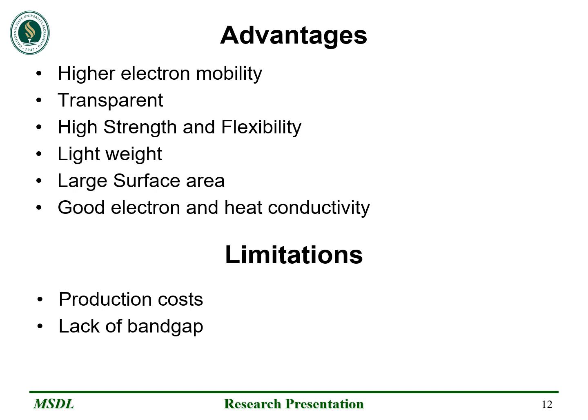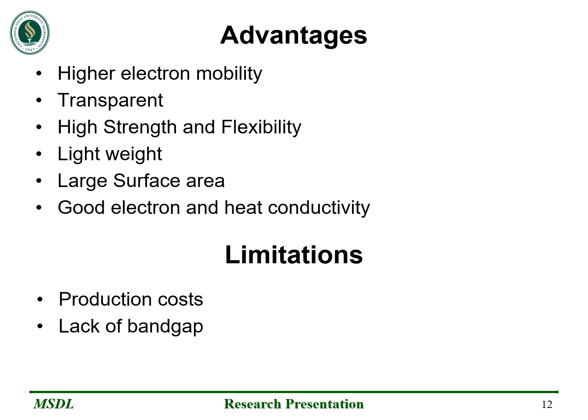Graphene has high strength and flexibility. It is the strongest material ever discovered. Graphene is a highly flexible material, which makes it suitable for the development of flexible and even wearable solar panels. This flexibility can lead to innovative and versatile solar panel designs, allowing for integration into various surfaces and products. And also, it has other benefits: it is light in weight, it has a large surface area, and it has good electron and heat conductivity.